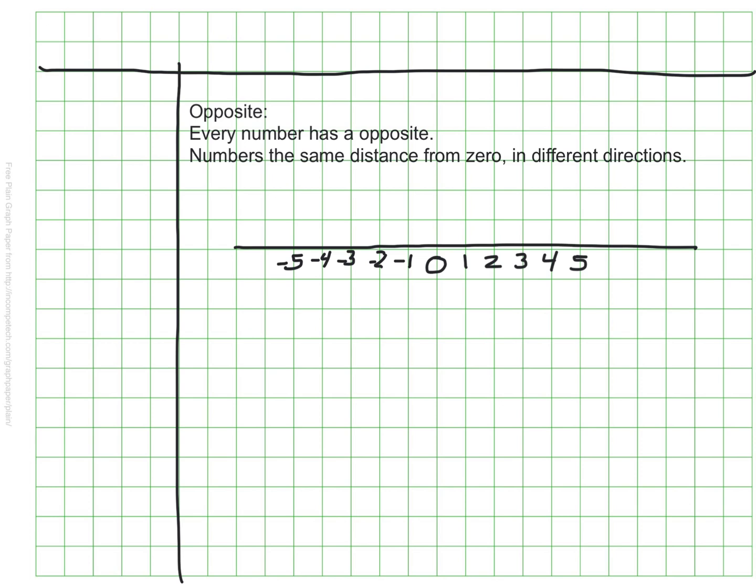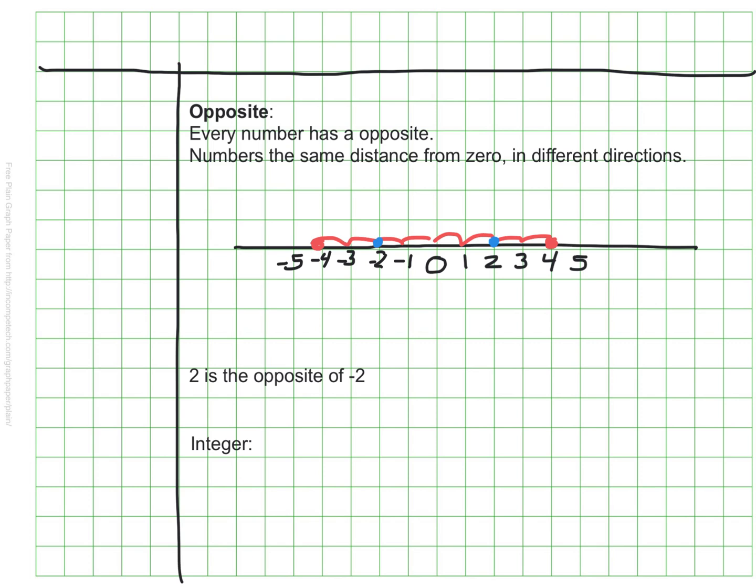On this number line, we have some opposites. 4 is the opposite of -4. They are both the same number of spaces away from 0, right? 4 is 1, 2, 3, 4 spaces from 0, and -4 is also 1, 2, 3, 4 spaces away from 0. I could pick another one here, right? 2 is the opposite of -2.